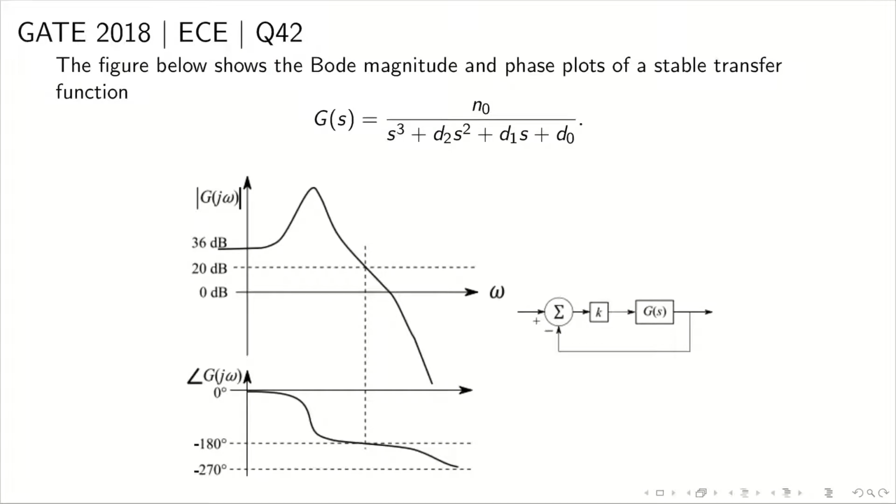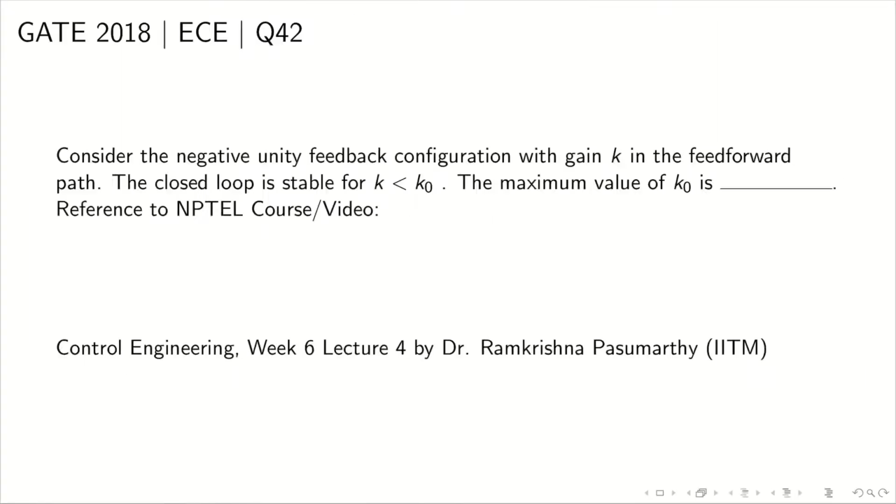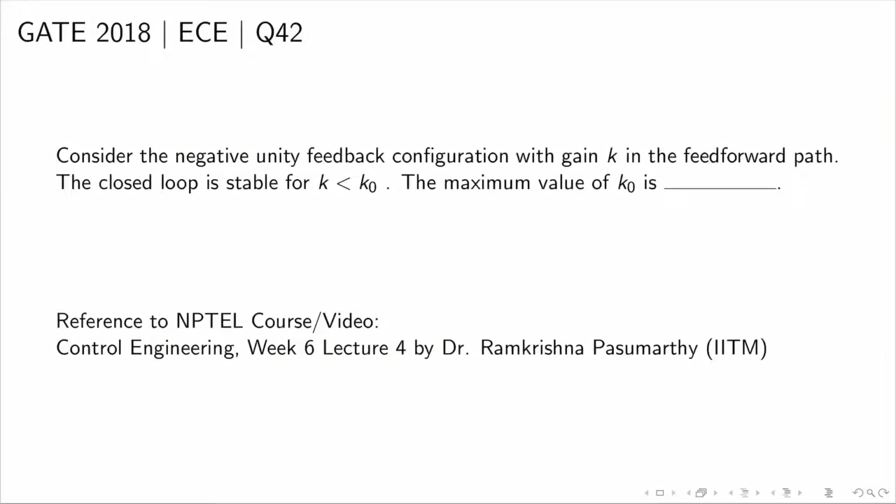In this problem, the Bode magnitude plot and phase plot of a stable transfer function is given, and the block diagram of the system is also given. It is given that the system has negative unit feedback configuration with gain k in the feed forward path. Also, the system is closed loop stable for values of k less than k naught. It is asked to find the maximum value of k naught.